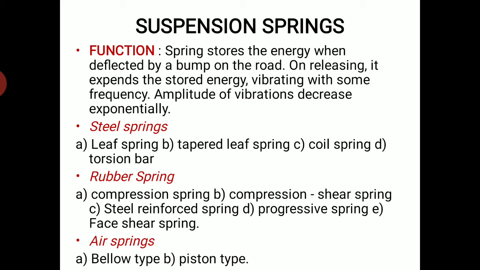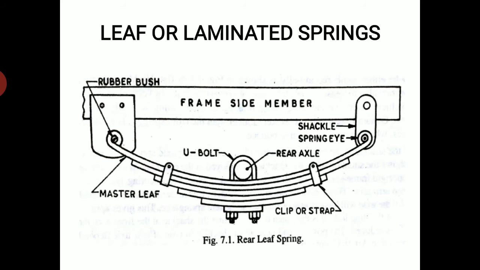Then rubber springs: compression spring, steel reinforced spring, progressive spring, and face shear spring. Then air springs: bellows type and piston type. These are the different types of springs. The first one is the leaf or laminated spring. The leaf springs, as I already told you, are made of steel. These are commonly used in automobiles, in rear suspension, especially when the load is more.